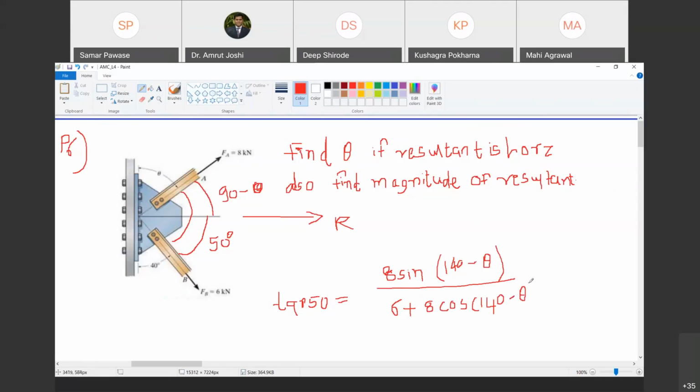So which is the only unknown here now in this equation? Theta. The only unknown is theta here. Can we solve this equation on calculator? Yes, it can be solved. Do you know how to solve such kind of equations on calculator?